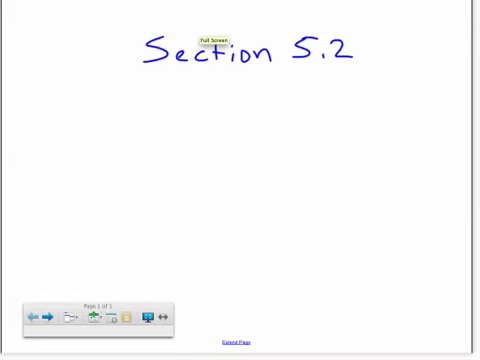Okay, so this is section 5.2. Now, just a reminder that you are to take notes as we go through this, so make sure that you are writing down anything we talk about, especially the examples. That's the thing. I want you to work through those examples that I have in here as we do this.